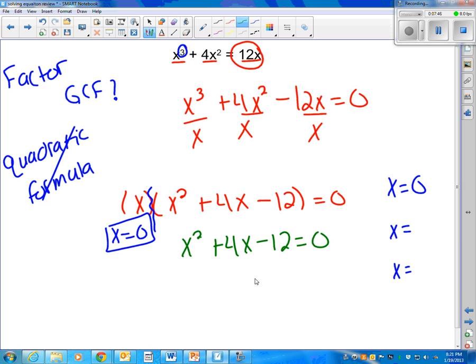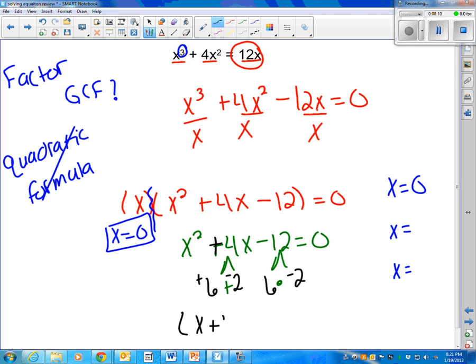So let's do factoring this time. What multiplies to give you -12 and adds to give you 4? I'm going to use 6 and -2. Remember, whatever your sign is on the middle term, that's going to be your largest factor. The largest factor is positive, the smaller is negative.